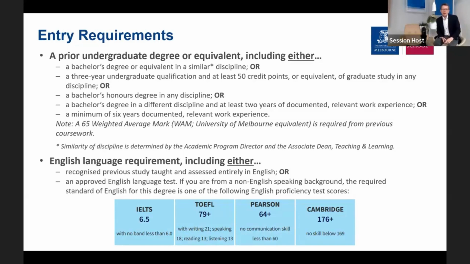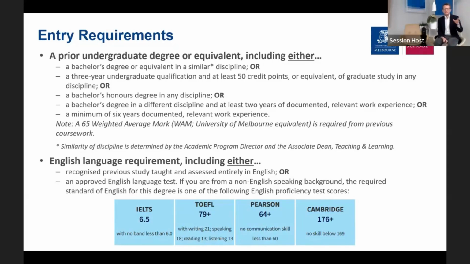But we can see there are other forms of prior undergraduate degree programs there: a 3-year undergrad qualification and maybe some graduate studies, or an honors degree at a bachelor's level, or a bachelor's degree and some work experience, or just 6 years of documented relevant work experience might count as equivalent to a bachelor's degree.